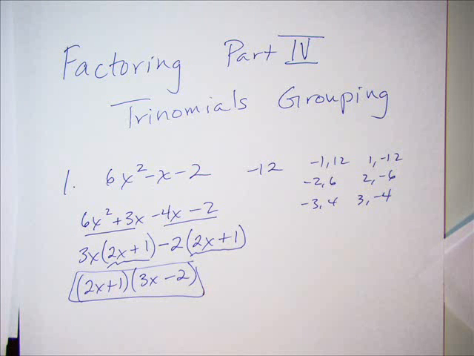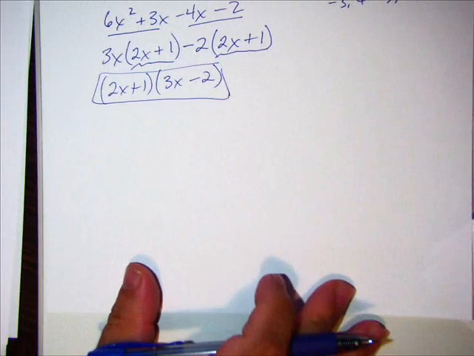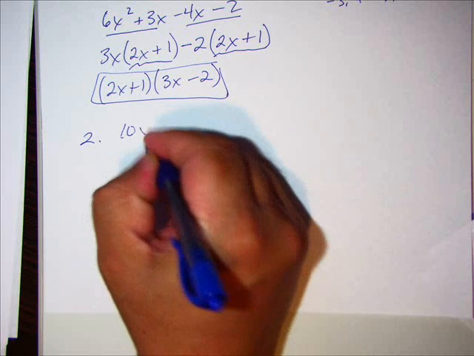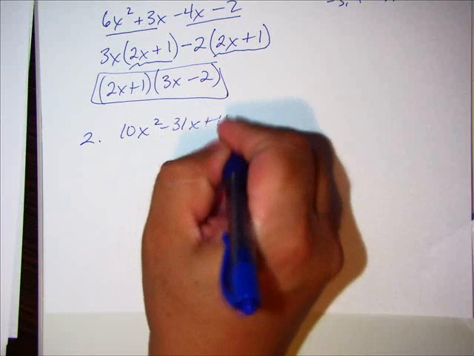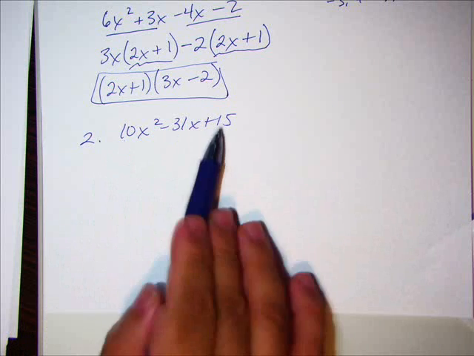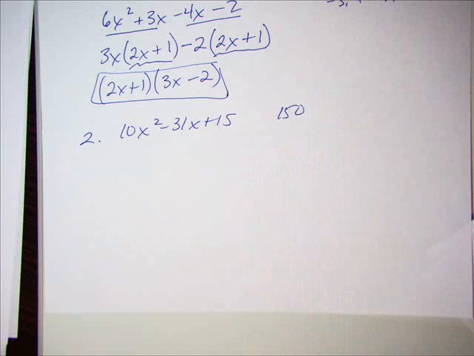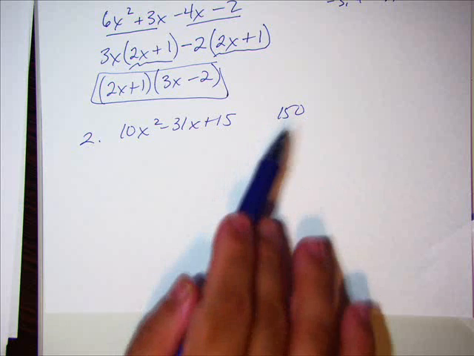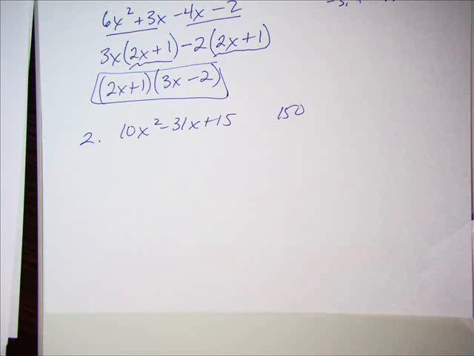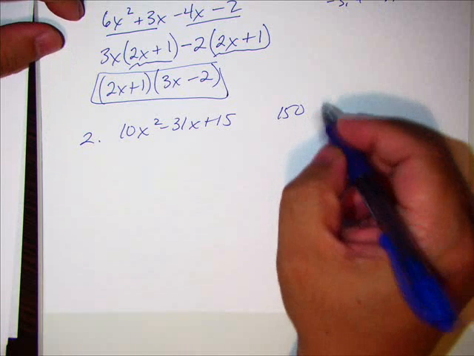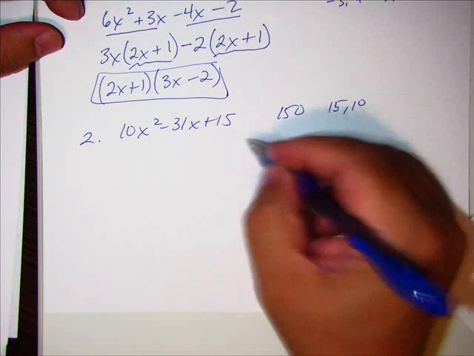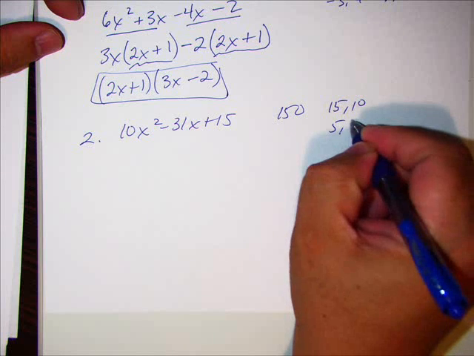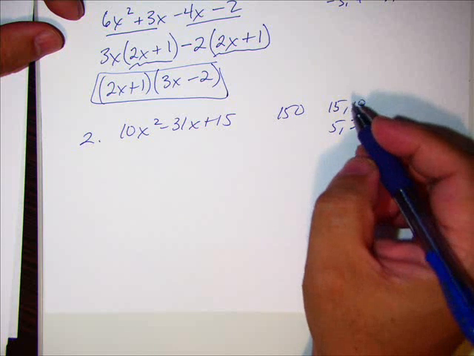Okay. Number 2. So we multiply 10 times 15, we get 150. Whoa. So what are the factors of 150 that's going to make -31? Well, it's a positive number, so they're going to have to add up to make 31. So what are our choices? We got 15 and 10, and that's going to be 25. How about 5 and 30? Well, that's 35, getting close.